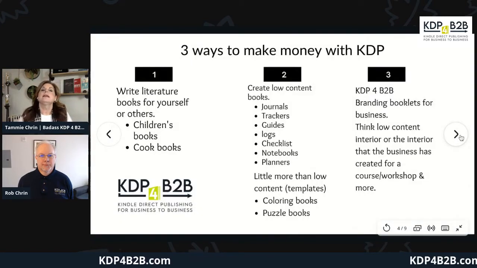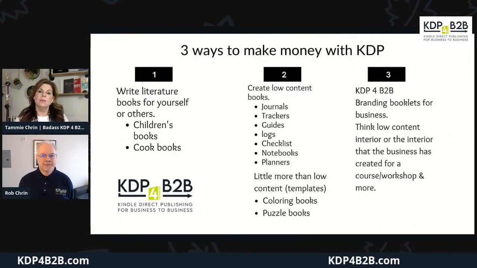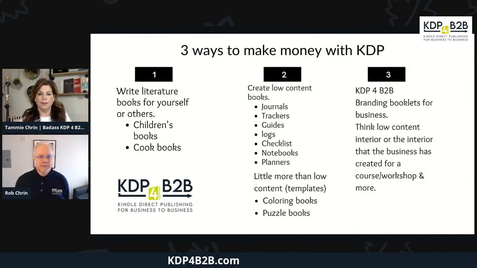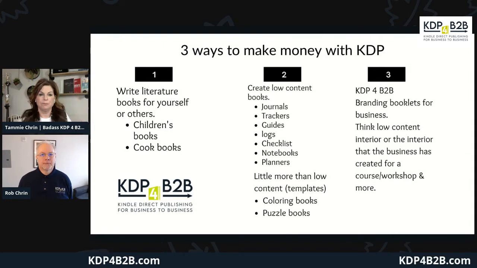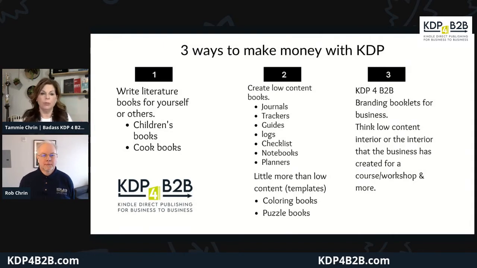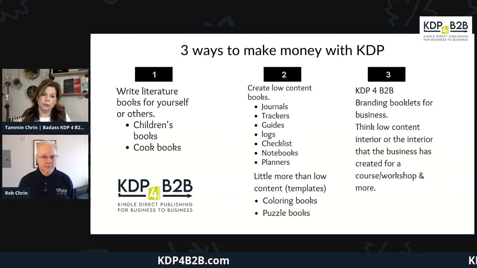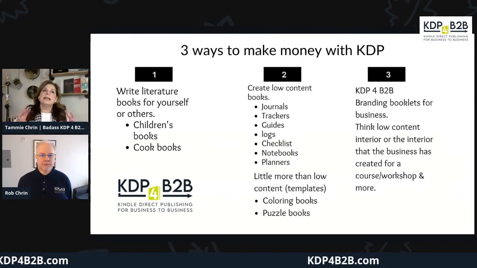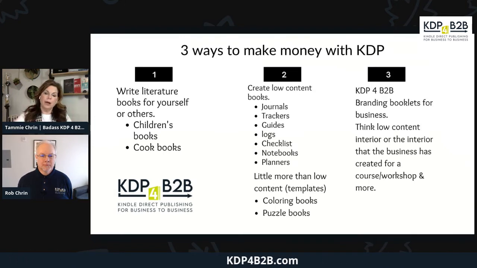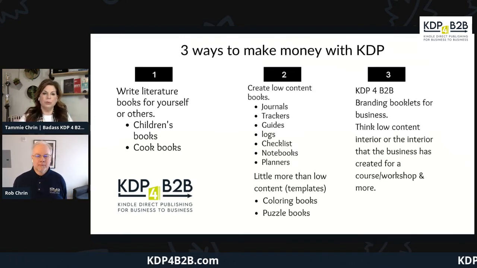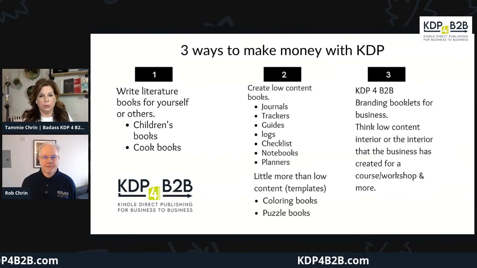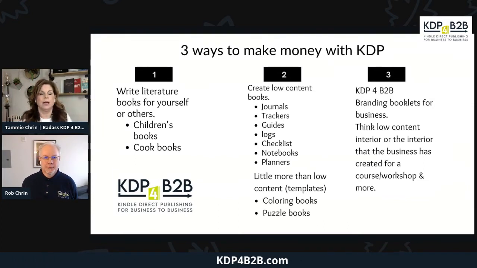Next slide. So, 3 ways to make money with KDP. I'm going to tell you 3 ways you can make money using this print-on-demand platform. One is you could write your own book, write literature books for yourself or others. You could do children's books and cookbooks. You use Amazon's KDP, go onto their site and upload your booklet, and it goes up onto Amazon, and anytime it sells, you make a royalty. So that's how you make money on those.